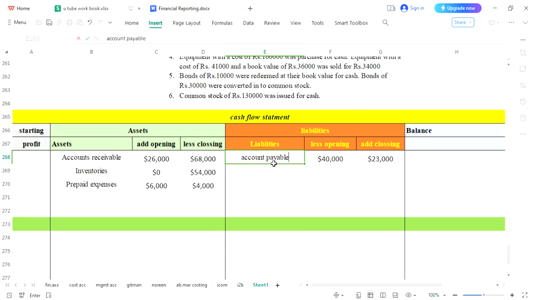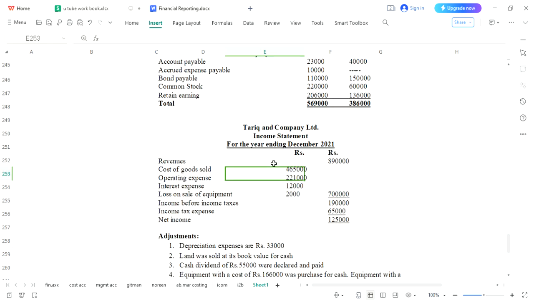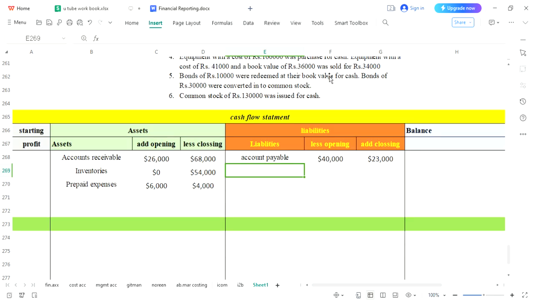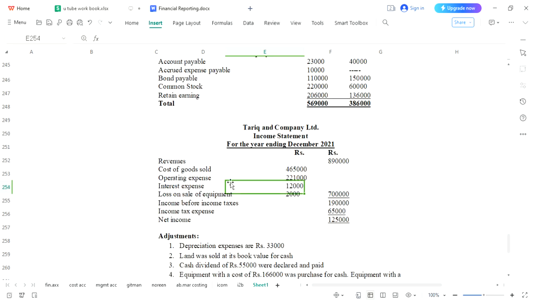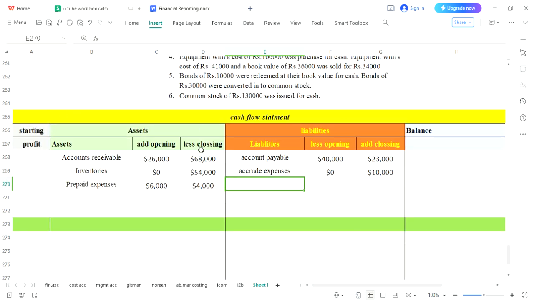Account payables. The next is accrued expense. Accrued expenses are outstanding expenses which are liabilities, starting 0 and 10,000. All right, 0 and 10,000. These are accrued expenses. These are liabilities. Now from here, after accrued expenses, you have bonds payable, common stock and retained earnings. All of these three are long term. So it means the current side of our cash flow has been completed.